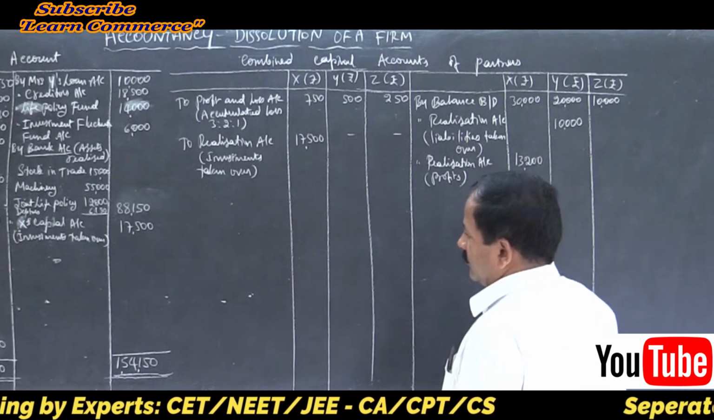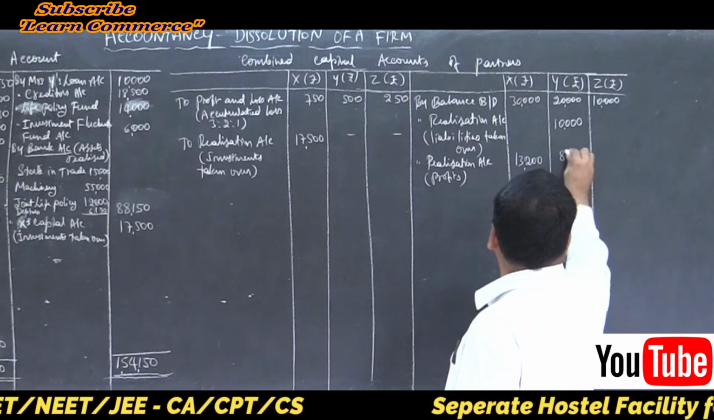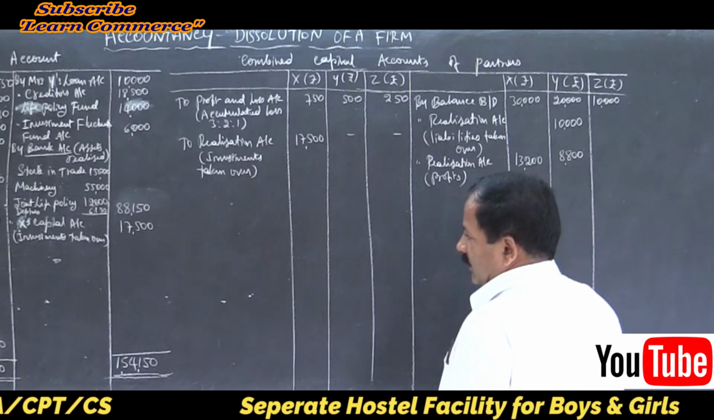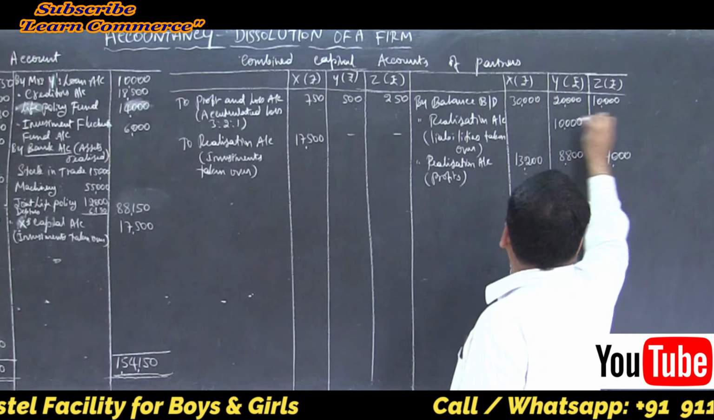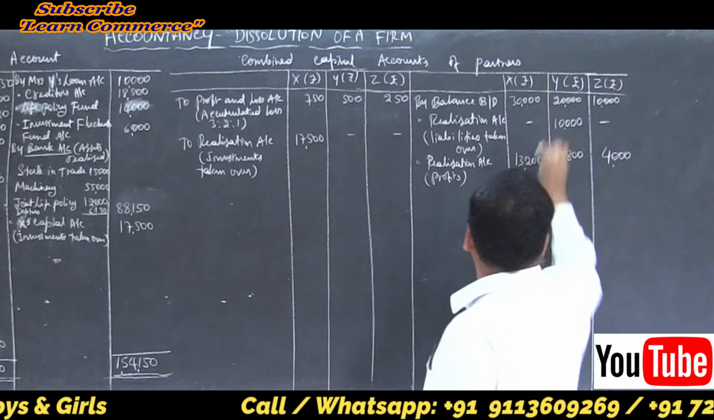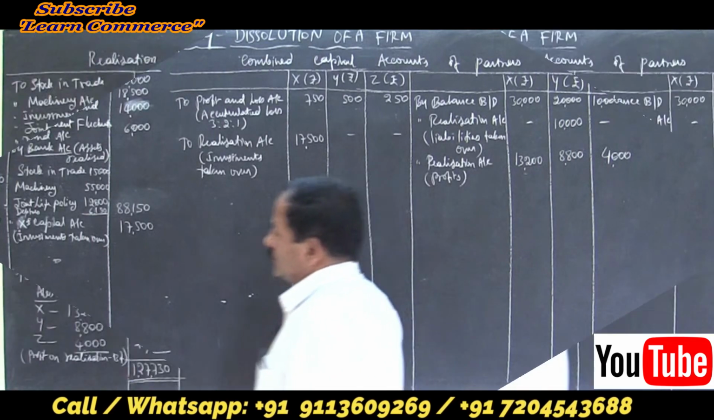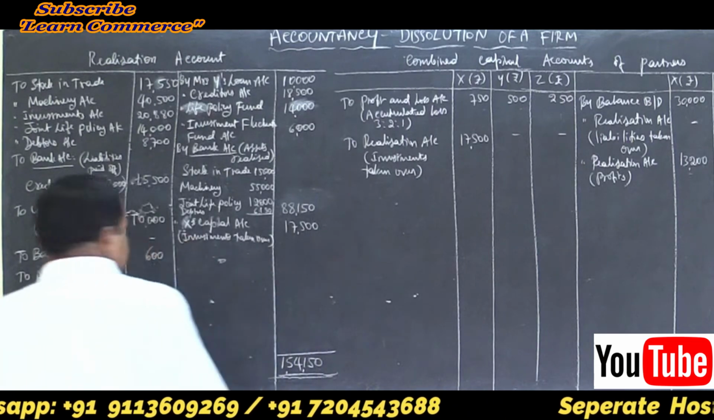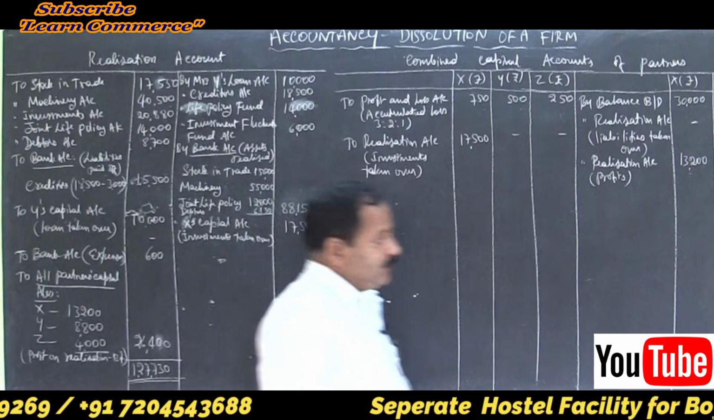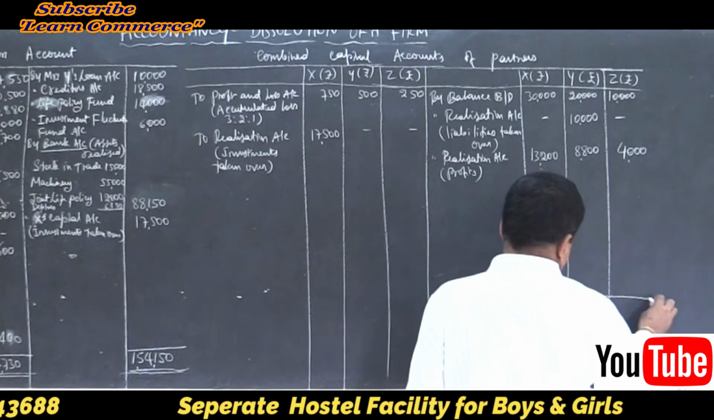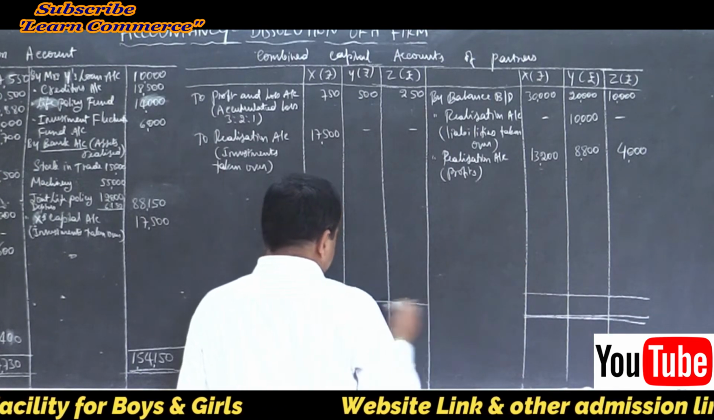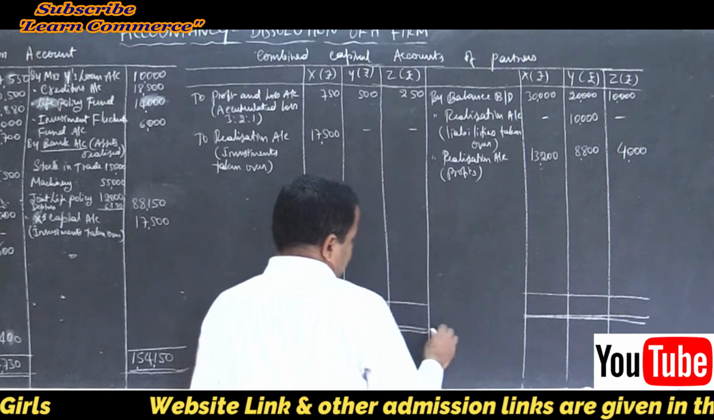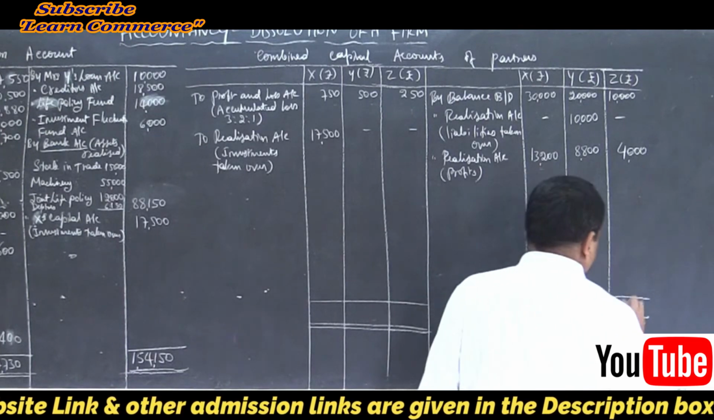Then 8,800 and 4,000. Right? Yes. That's all. Close it, find out the difference and make final payment. Leave some gap to pass the entry, isn't it? 14,000 here.